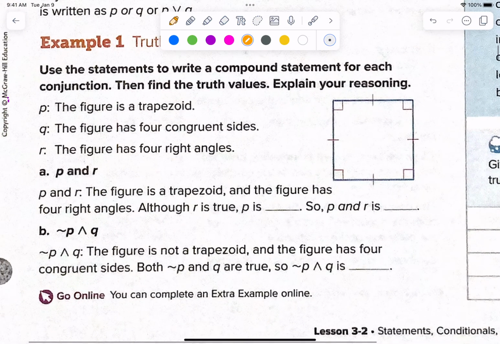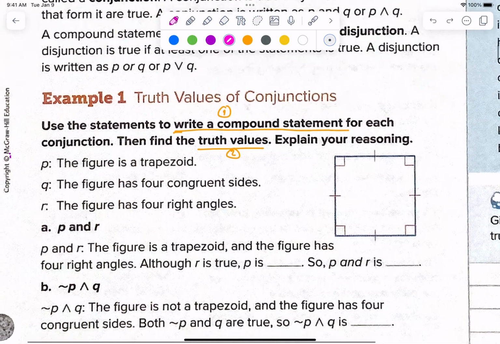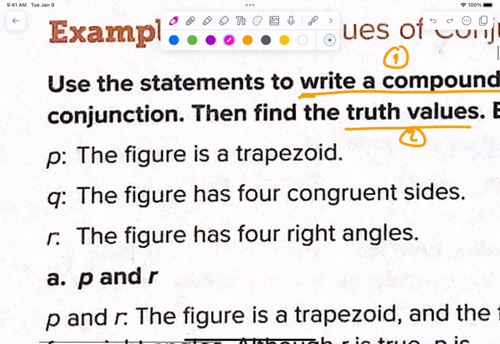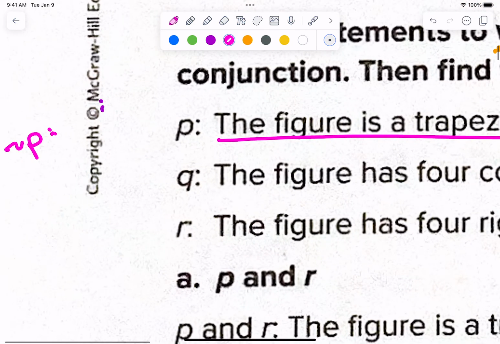Let's do example 1. So we have statements, and there's two parts to this. Write a compound statement, that's number 1, and then find the truth value, that's number 2. So whether it's true or false, okay? All right, let's just look at our statements to begin with. We're talking about this shape right here. That's a square. P says the figure is a trapezoid, true or false? False, okay? Now, if I was to talk about not P, what would statement not P say?